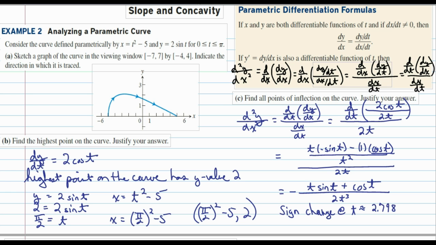Then using my calculator, I can see that the graph of this second derivative is going to cross the x-axis at 2.798, which involves an inflection point. But that's at t equals 2.798. So I need to plug t into the x parameter and t into the y parameter to find out exactly what point that occurs at, and that's going to be 2.831, comma 0.673.